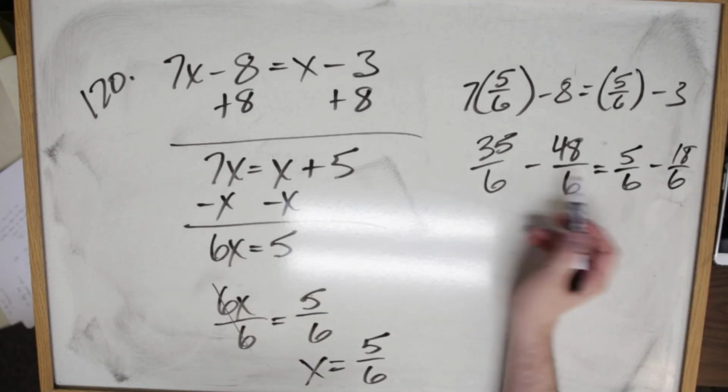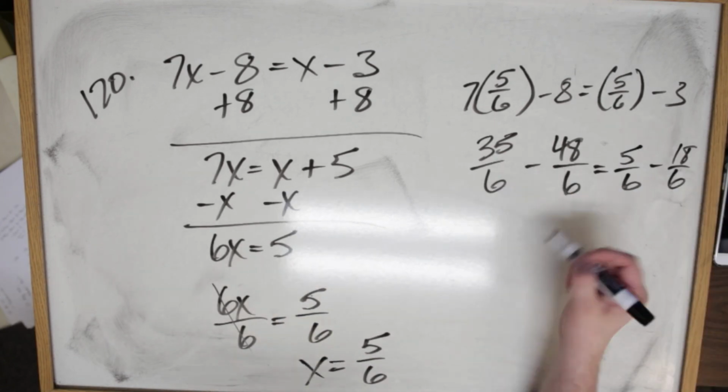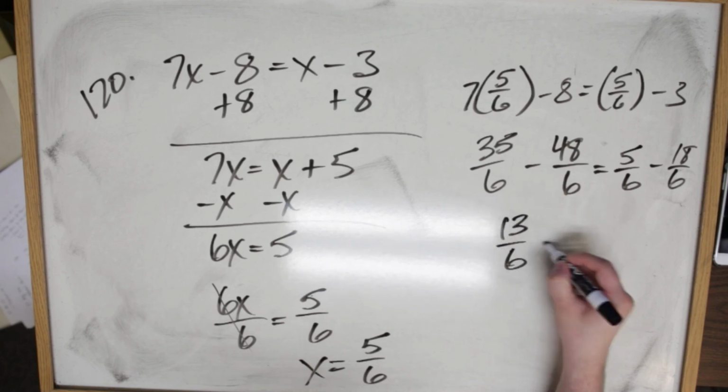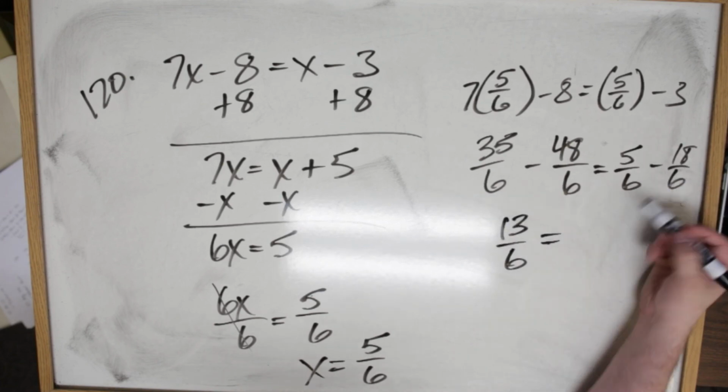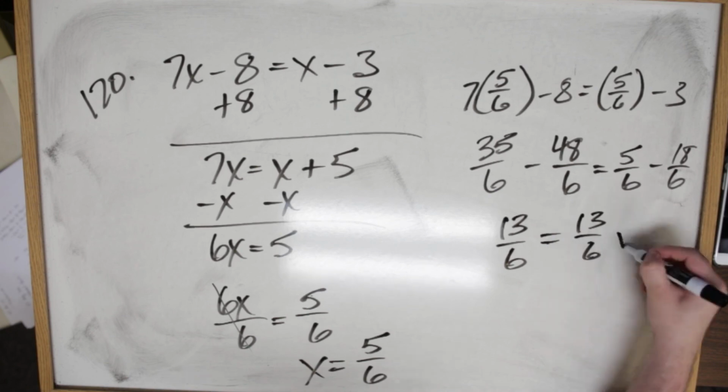And now I can do my combination. So the difference between these is going to be 13 over 6. And the difference here is also going to be 13 over 6. So we are done.